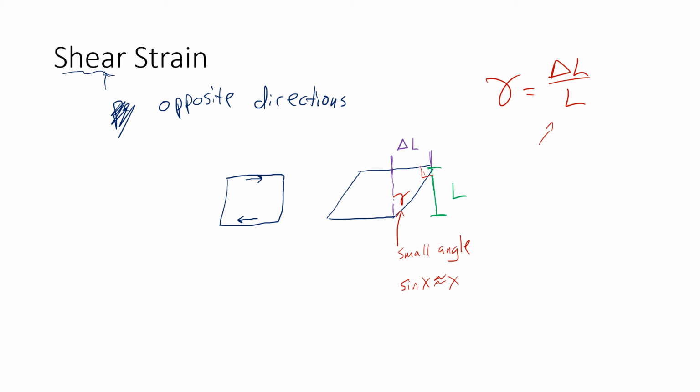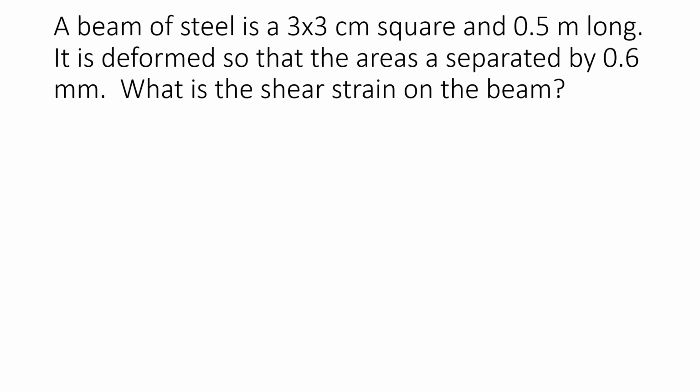All right. So let's do one together. So we have a beam of steel that is 3 by 3 square and 0.5 meters long. It's deformed so that the areas are separated by 0.6. All right, so what we've got here is a square that's 3 by 3 centimeters. I guess we should put that there. Okay, normally it would be straight, but it's bent. Well, from the force. Just a little bit.